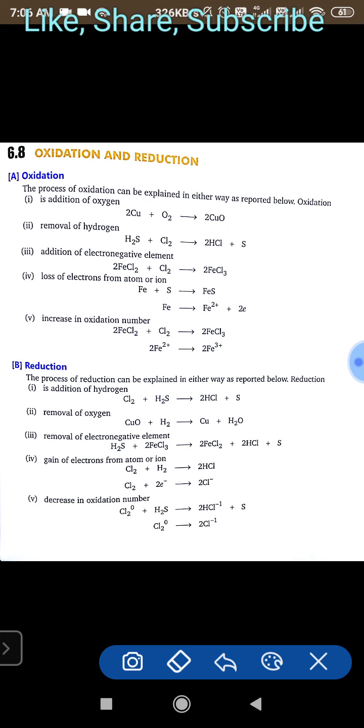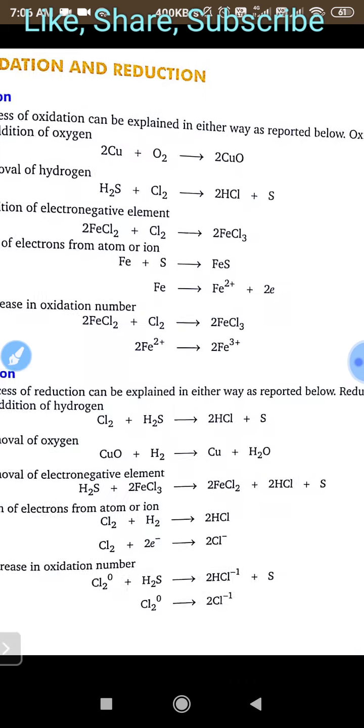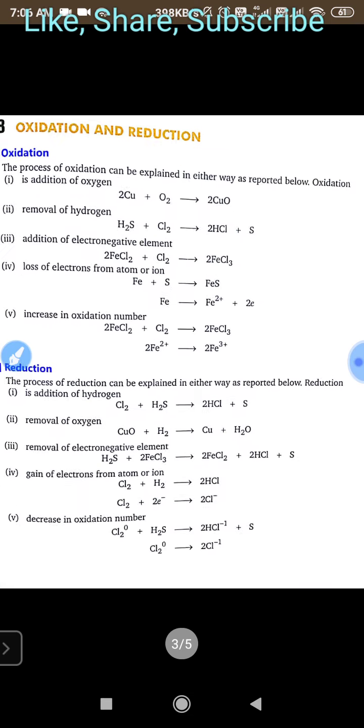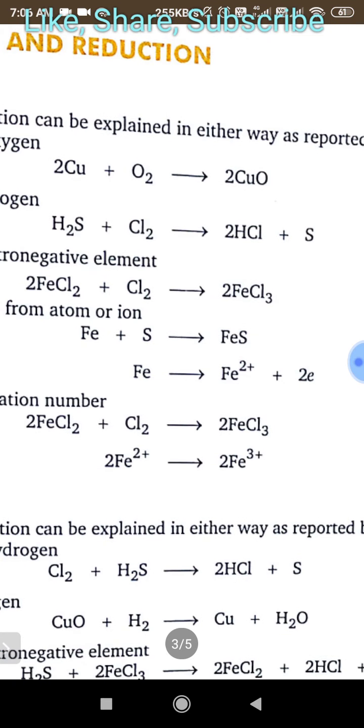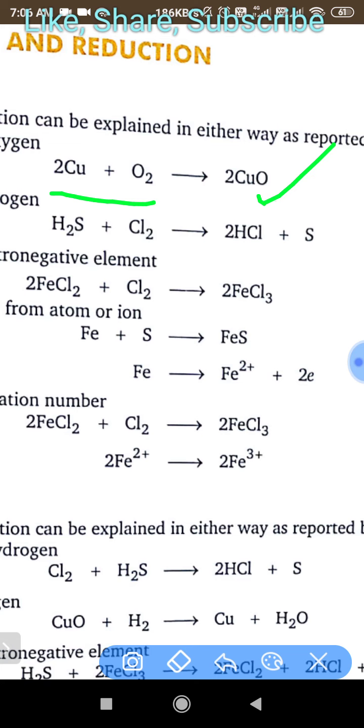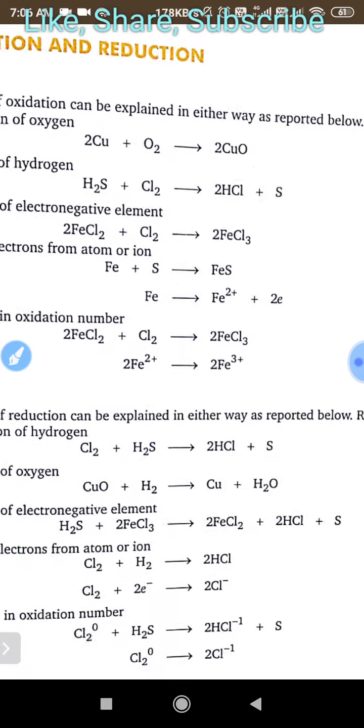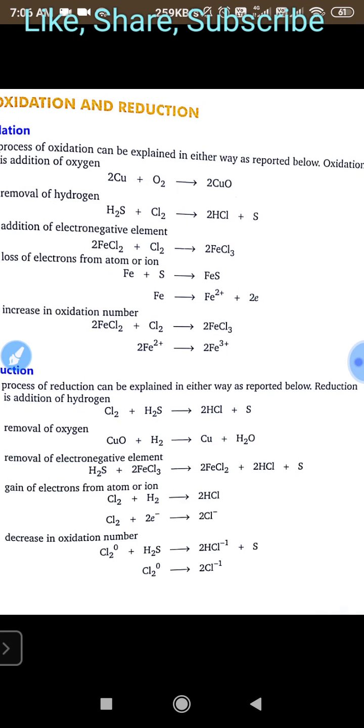First, oxidation is addition of oxygen. It is a very old method to know whether this is a process of oxidation or not. Wherever oxygen is added to any element, it is known as the oxidation process. You can see here in copper, oxygen is added and it forms its oxide, copper oxide. So this is the process of oxidation.